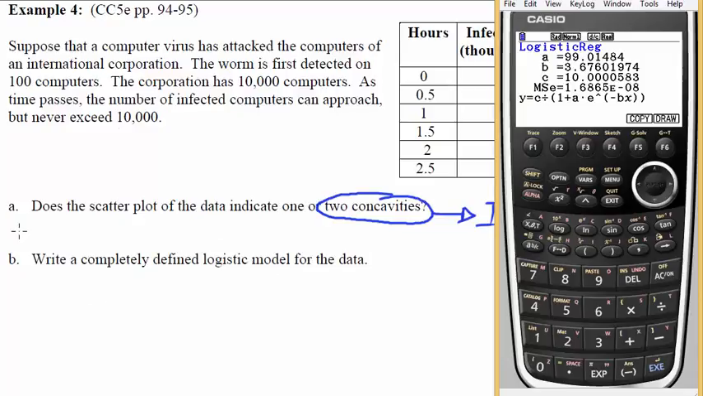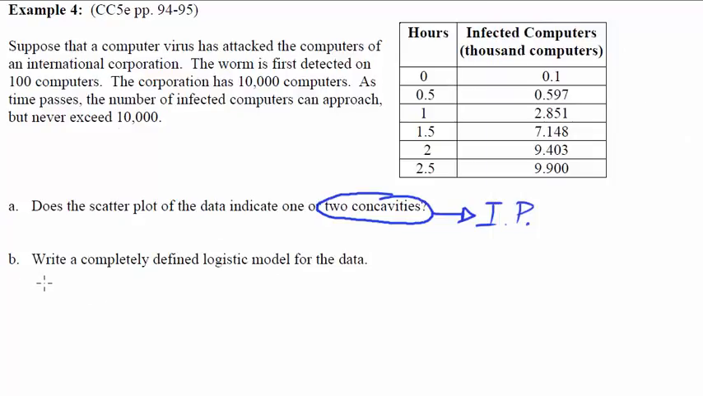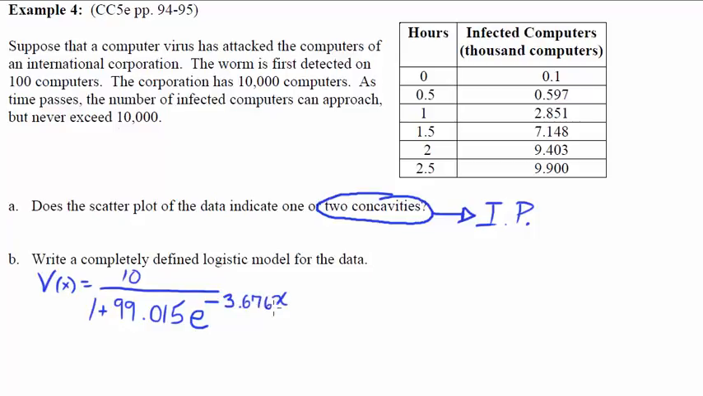So we might call this, let's say, V of X, V standing for some sort of virus we have here. My numerator is 10, and then I'm going to have 1 plus 99.015 e to the negative, remember the negative in my formula, and then my B coefficient, 3.676 x. Alright, so that was the new part.